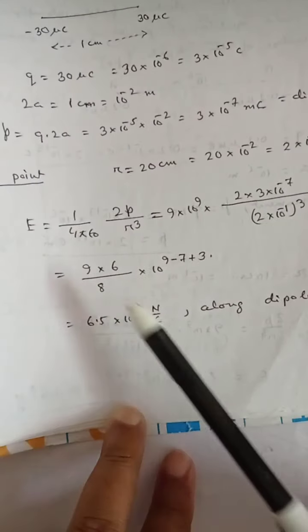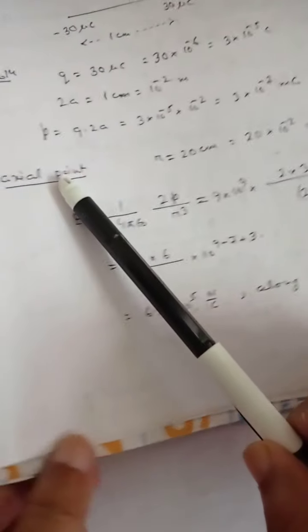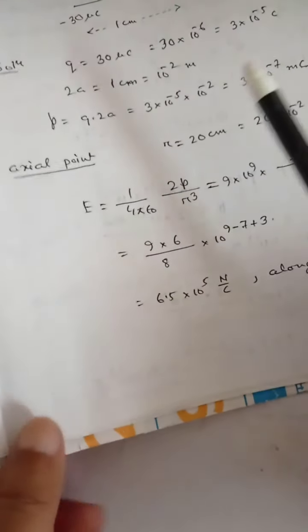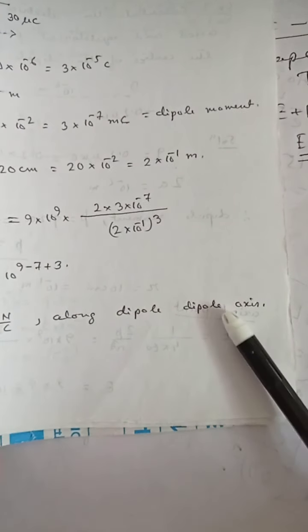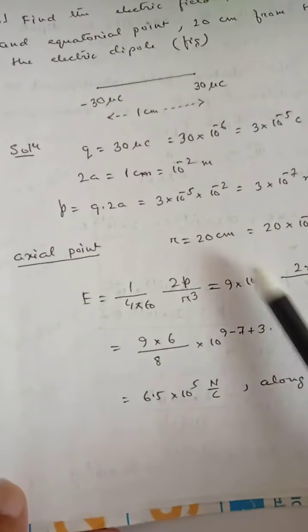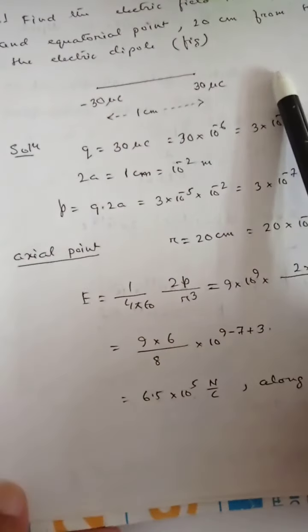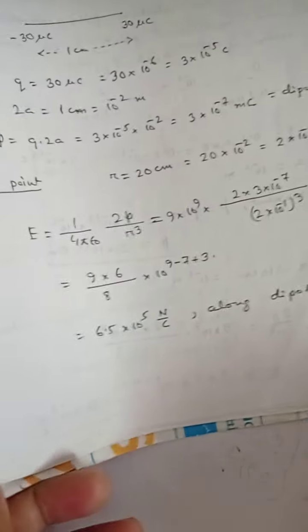And what is the direction of electric field intensity at axial point? Direction of electric field intensity at axial point is along the dipole axis. What is the direction of dipole? This is the dipole, so along this direction, along the direction of dipole moment. Okay? So this is the electric field intensity at axial point.